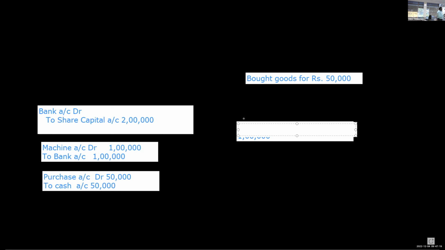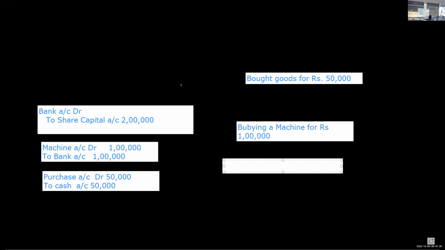First journal entry is this one only. So for this, how do you make a ledger? Suppose here is a ledger account. Debit side and credit side will be there. You take the particular amount on the debit side, and the particular amount on the credit side also.